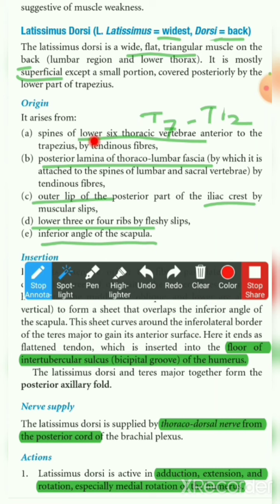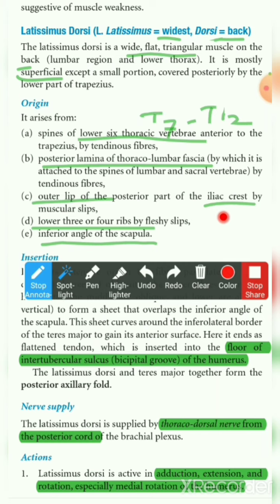It originates from the lower six thoracic vertebrae. That means from thoracic 7 to thoracic 12 vertebra, and the posterior lamina of the thoracolumbar fascia. That means some fibers coming from the lumbar region, as well as the outer lip of the iliac crest. This is a bone, part of the hip bone or pelvis, and the lower 3 or 4 ribs and the inferior angle of the scapula. That means it is a huge muscle. It originates from the scapula as well as the lumbar region and the iliac crest, from the pelvis.